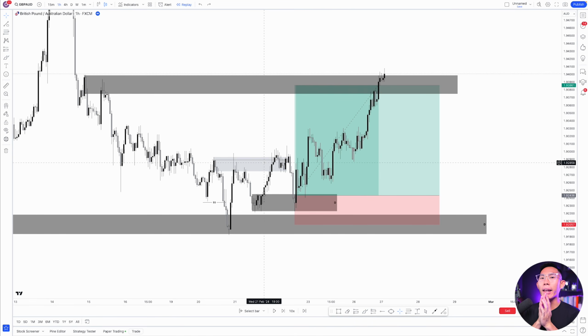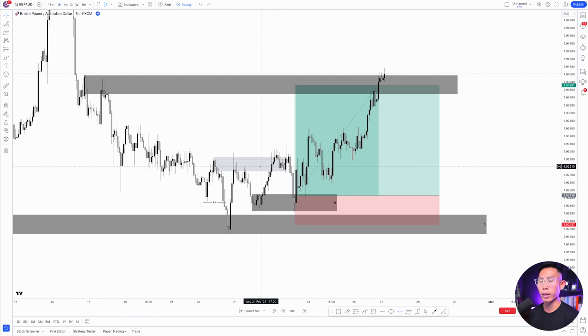Very, very simple. And the thing about this strategy is that it seems quite simple, but the hard part is waiting for that high probability trade setup, waiting for that market shift to occur, waiting for price to get back to the flip zone after the market shift occurs.